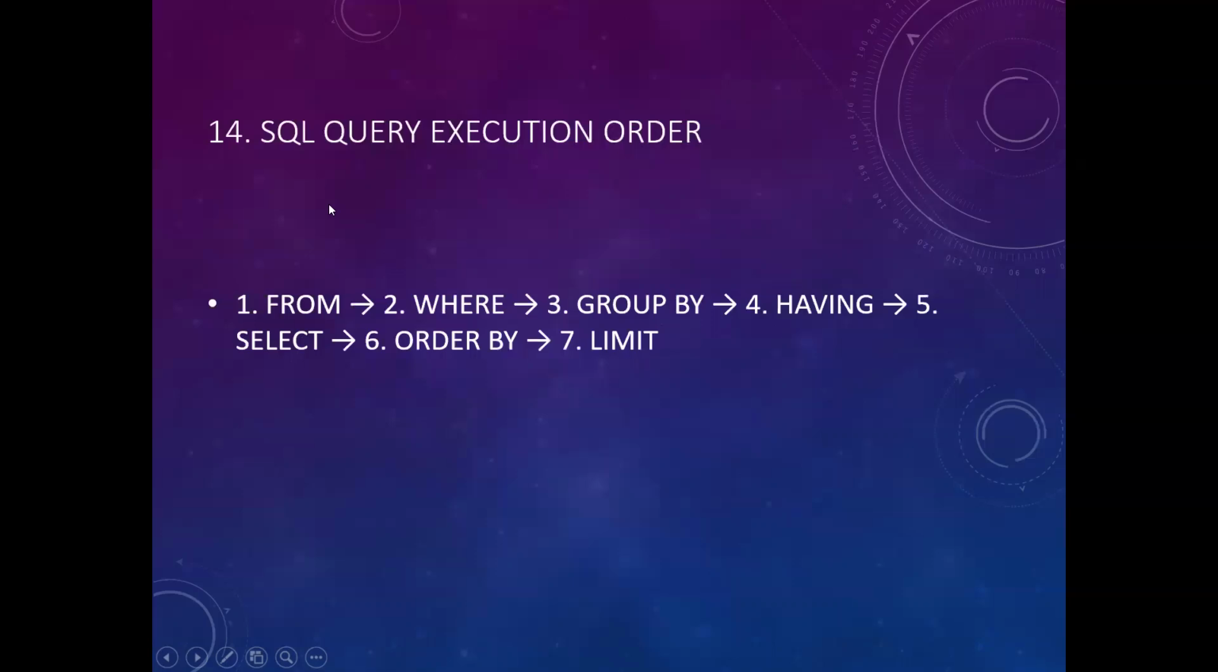So execution always starts from FROM. Then it will go to WHERE, because we have to know from which table we have to take. Then if any group by or having is there, that will be the order. After all this, then only we will go to select, and we will select all the rows or columns whatever we need. Then we will order it, then we will limit it. Okay, just keep this order in mind, then you can answer this question properly.